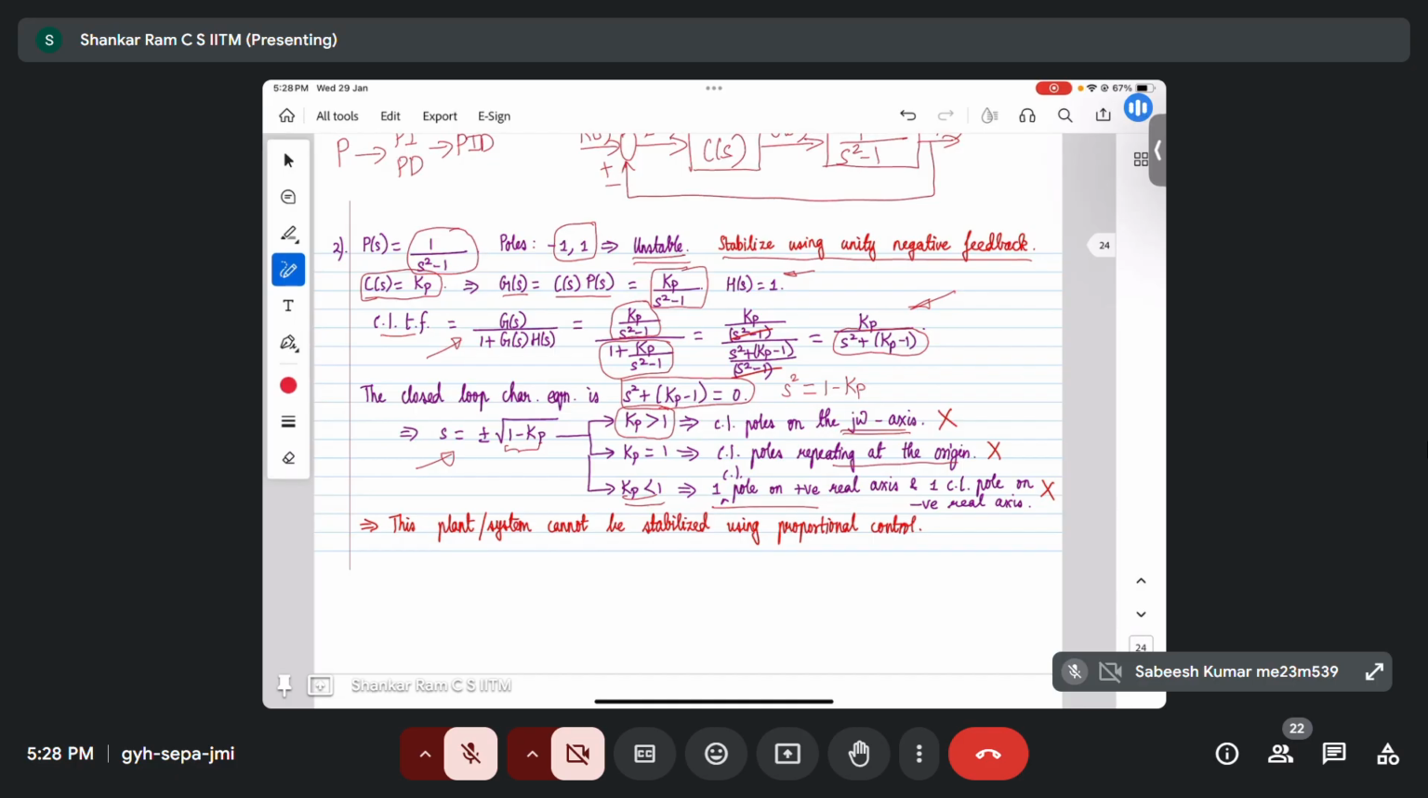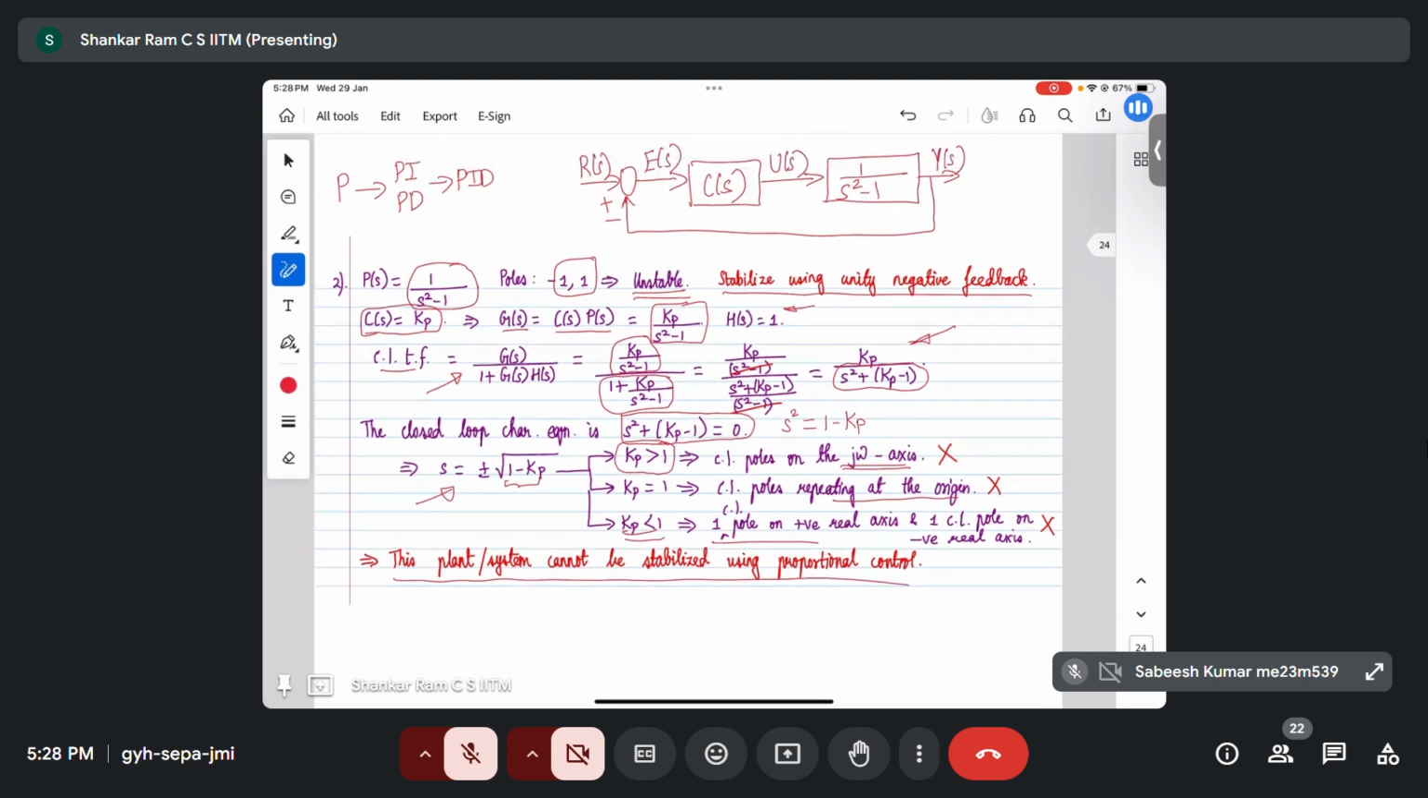So what is the lesson that we have learned, and what is the conclusion? There is no value of Kp which will stabilize the closed loop system. Consequently, this plant or system cannot be stabilized using proportional control. So I hope the question is clear. As I told, typically we go in this direction.